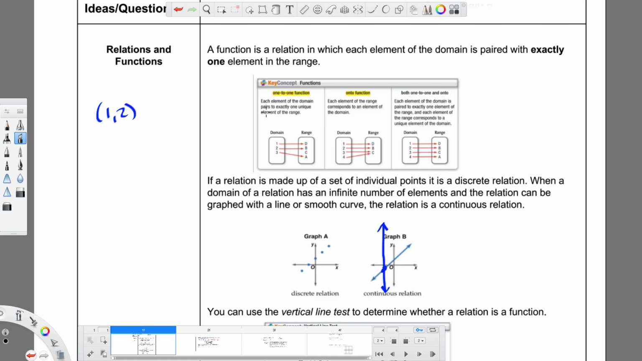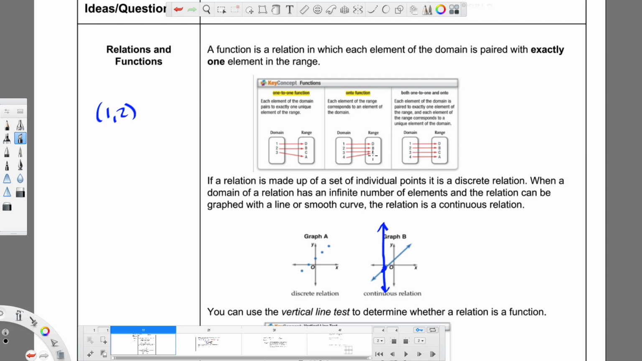1-to-1 means that it literally goes 1-to-1. Onto function means that none of the x's are repeated. Remember, that's not allowed. That would actually break the vertical line test because that means the x's are repeated. But the y's are repeated. That means 2 of the x's go to the same y.